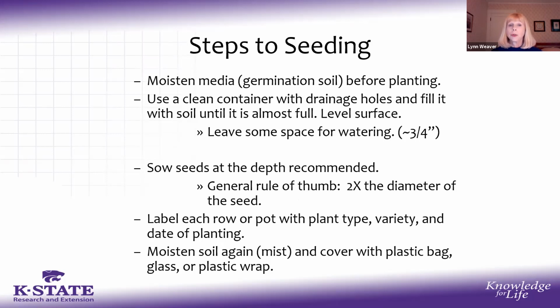You're going to moisten that germination soil and then put it in a clean container with drainage holes. Fill the container till it's almost full, leaving just a little bit of space, a half inch or three-quarters of an inch, for watering, and then level the surface. You're going to plant your seeds at the depth recommended on the seed package. A general rule of thumb is 2 times the diameter of the seed. You definitely want to label each row or pot with what you've planted there, because when things start coming up, many things look just the same, and you're going to want to know what's what and what's where.